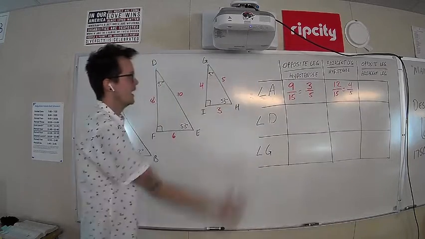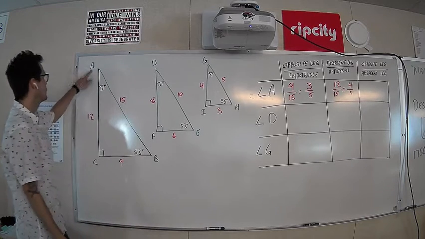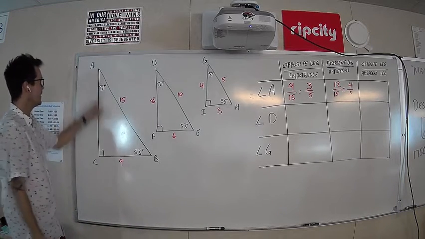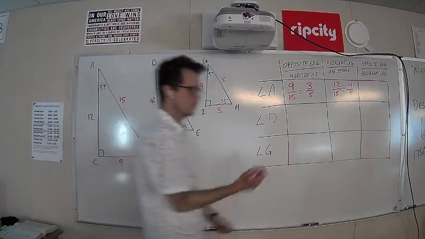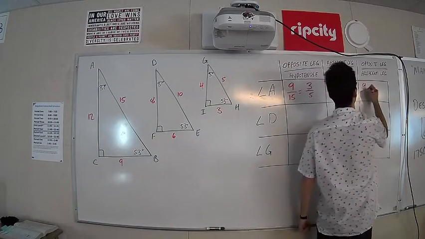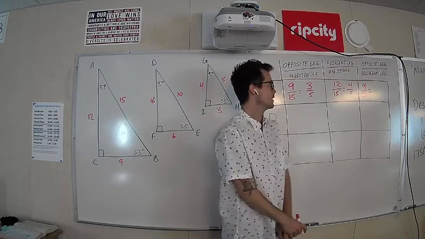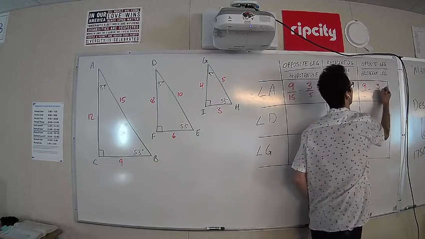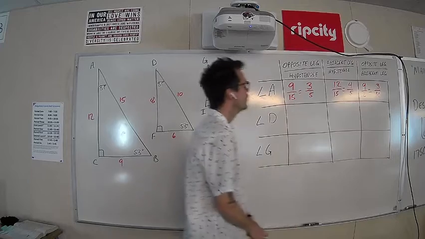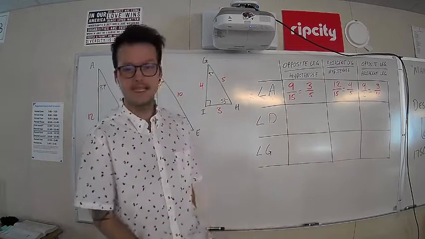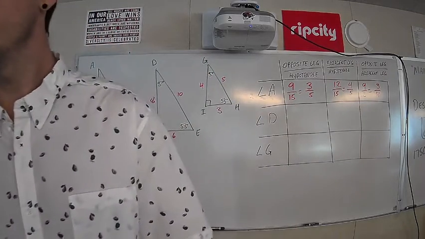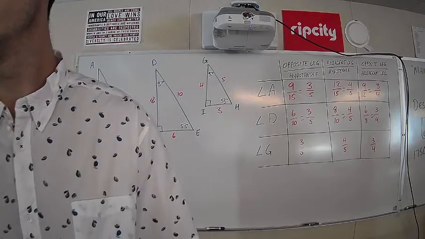Great. The last one, opposite leg over adjacent leg. Again, from the perspective of A. The opposite leg is 9. The adjacent leg is 12, and we can reduce that one as well. 9 over 12, which is going to end up being 3/4. Okay, cool. I'm going to do the same thing with angles D and G, but I'm not going to throw that in the video.